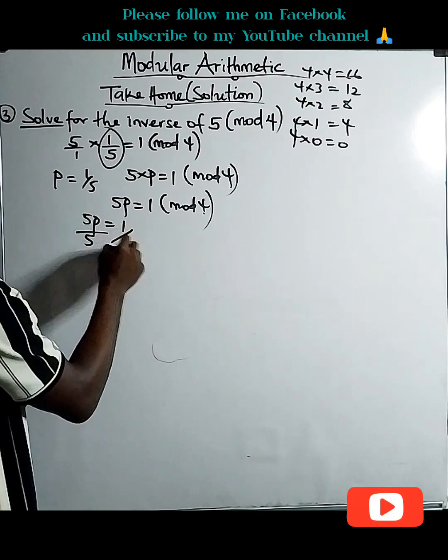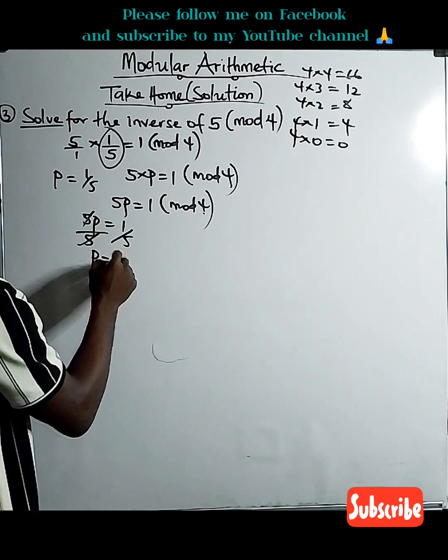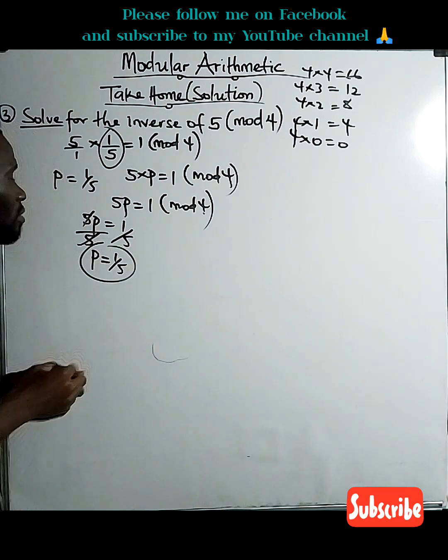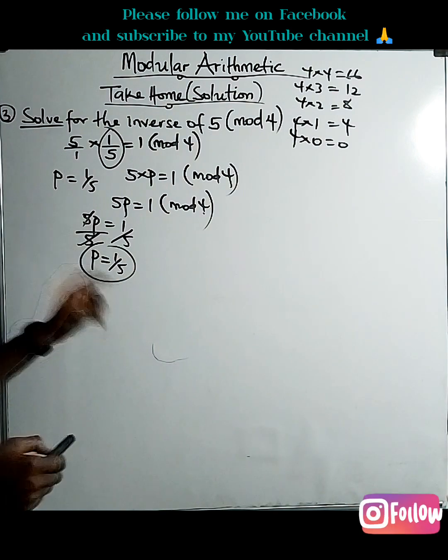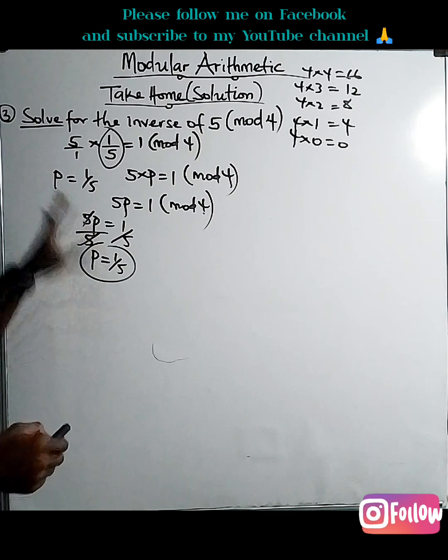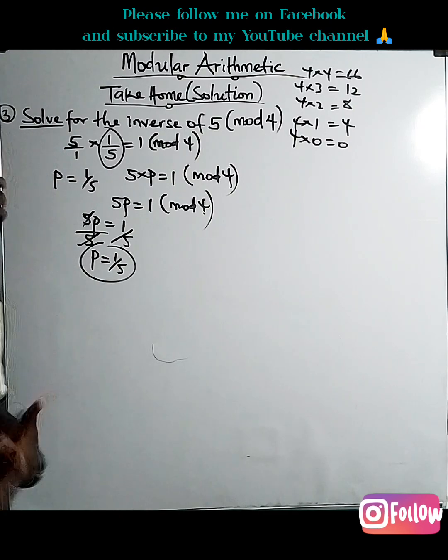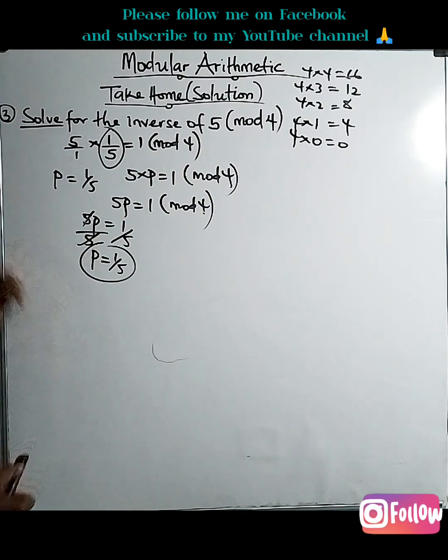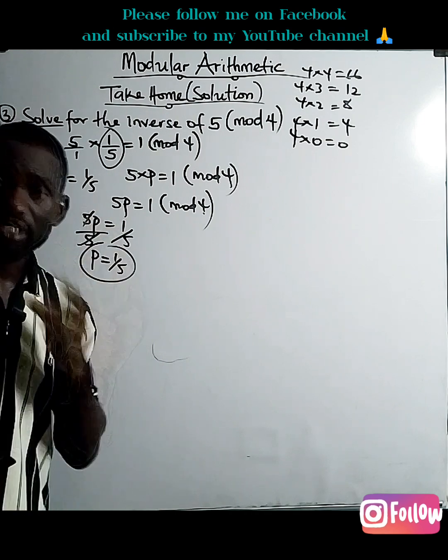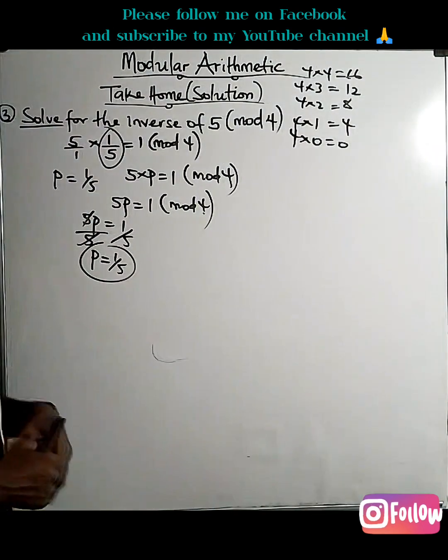We divide both sides by 5. P equals 1 over 5. So it means 1 over 5 could be the multiplicative inverse of 5. 1 over 5 times 5 gives us 1. When we convert 1 to modulo 4, we end up getting 1 modulo 4. So 1 over 5 is one of the possible results, but we are looking for a whole number result. So let's look at the next.